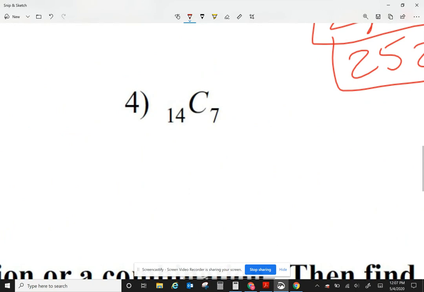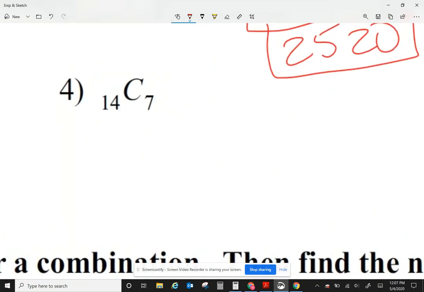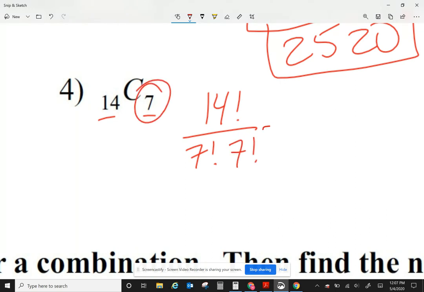Let's do another example. So let's say here, I'm going to say 14 factorial. To begin with, I have 14 factorial. At the bottom, let me subtract these numbers. 14 minus 7, that gives me 7 factorial. Using my second number, I have 7 factorial.